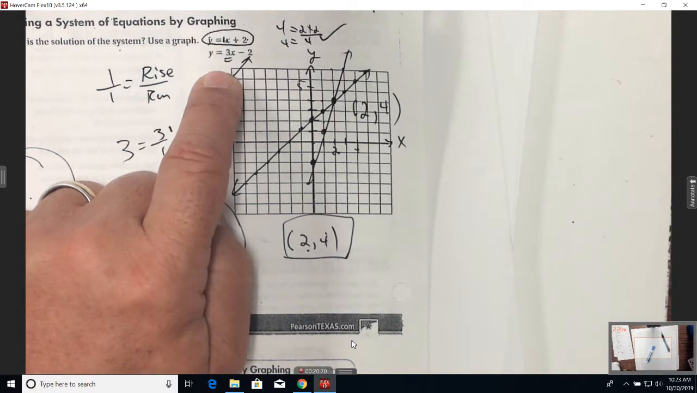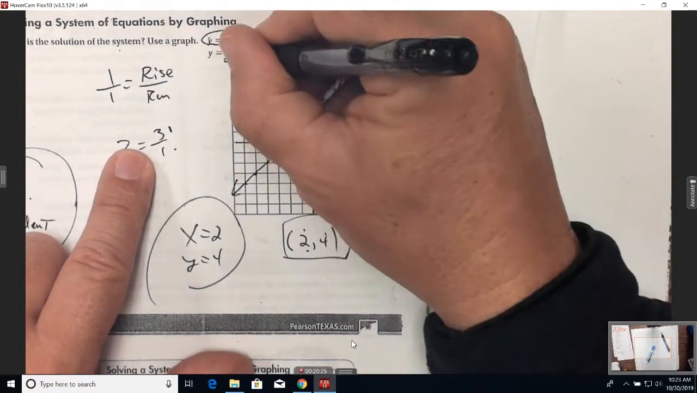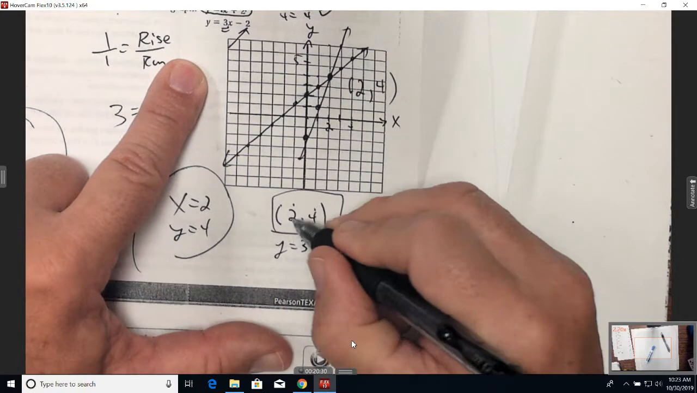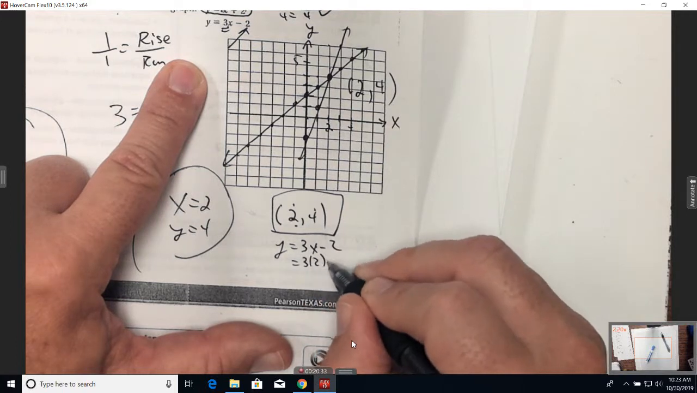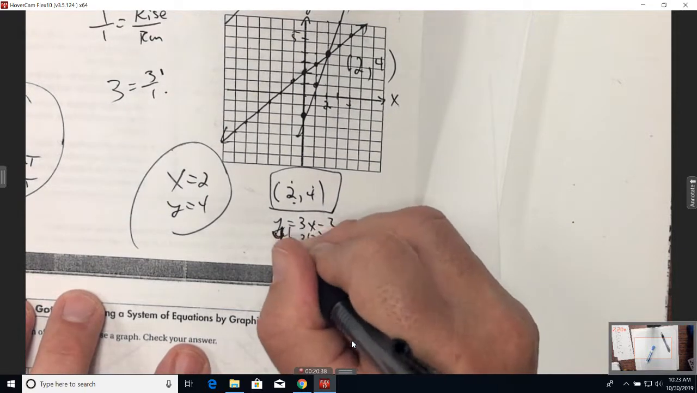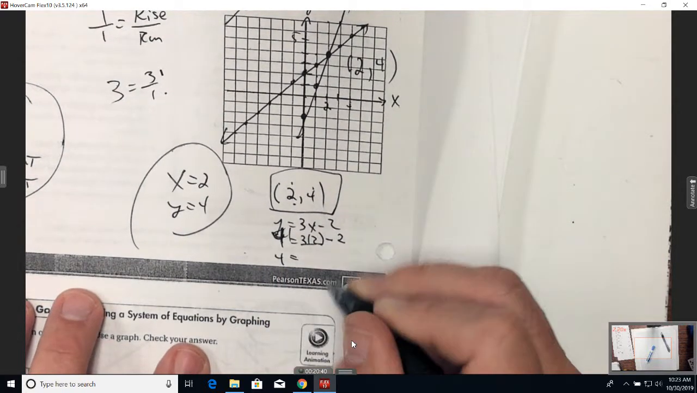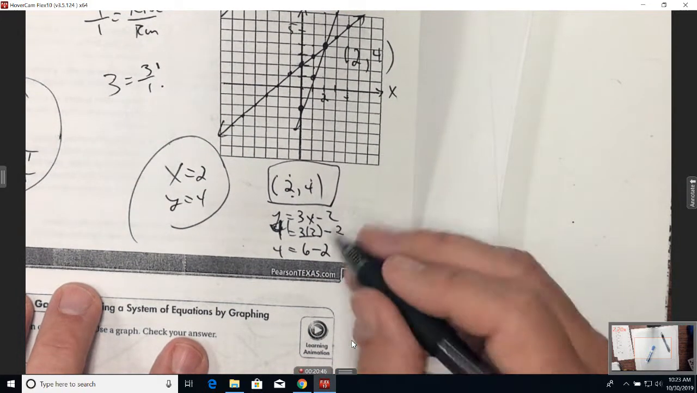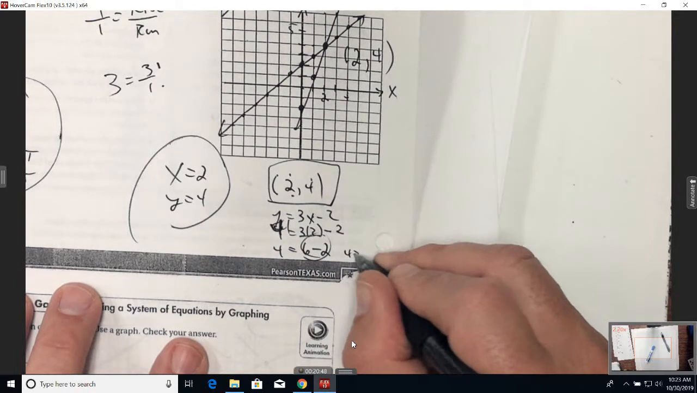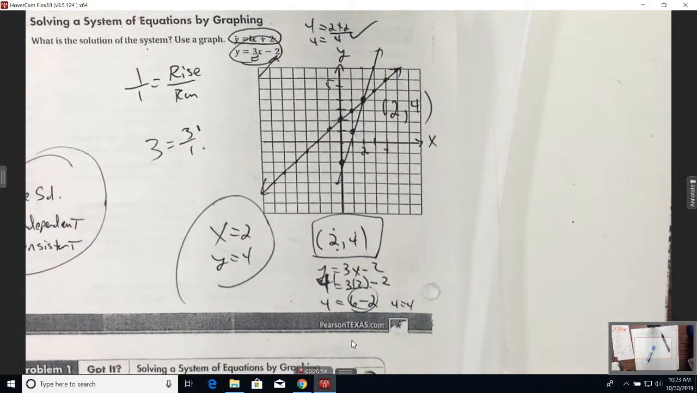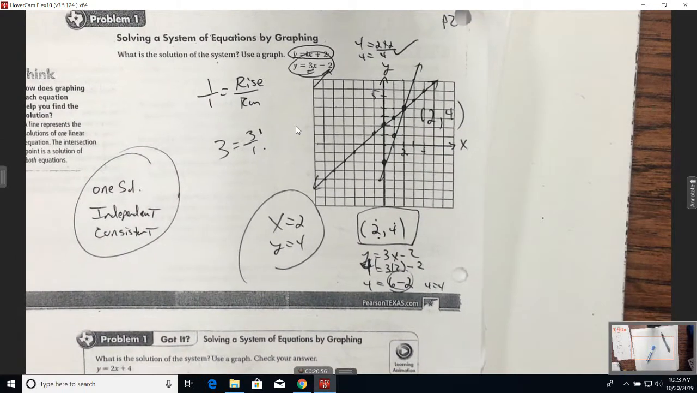Does it make the second equation true? Plug it in and see. If x is 2, plug that into the second equation. So here's my second equation, 3x minus 2. If x is 2, this would be 3 times 2 minus 2. Is that equal to y, which is 4? True or false? What's 3 times 2? 6 minus 2. What's 6 minus 2? 4. 4 is equal to 4. So you see how it makes the second equation true as well? So I know we did it right. Now how else can I verify that we did it right?